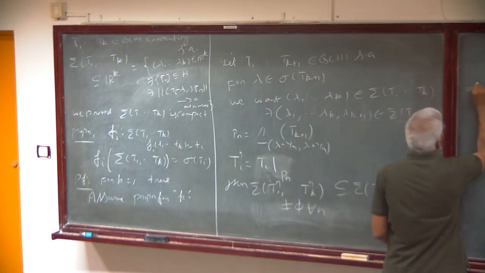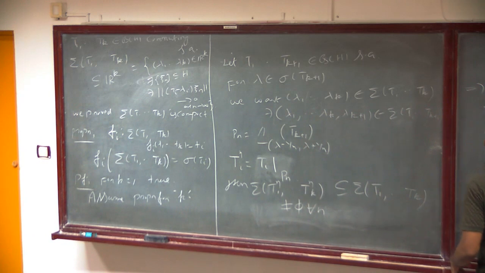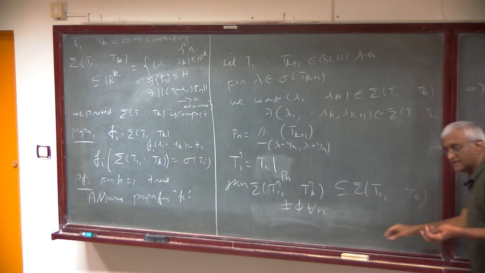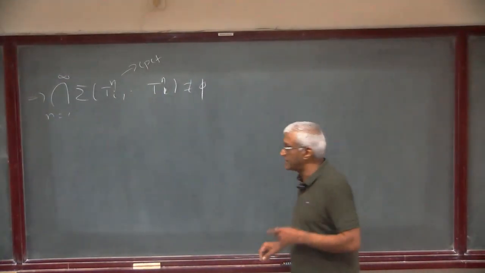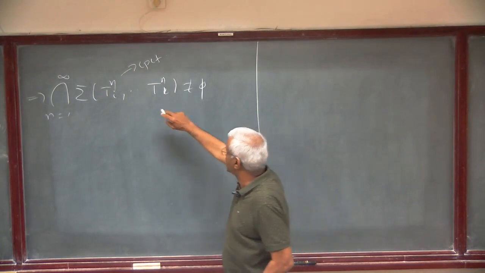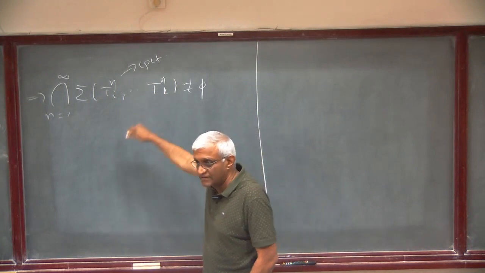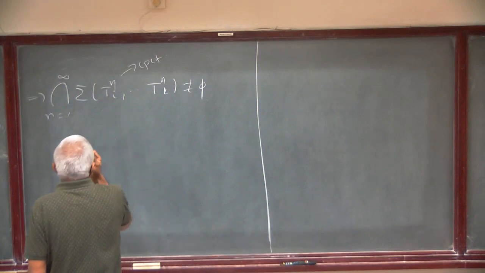This implies the intersection over n equal to 1 to infinity is not equal to empty, because they are all compact. You take a decreasing sequence of compact sets, then the intersection is non-empty. You can take a sequence xn in this set, and that will have a convergent subsequence, and that limit will be inside that.